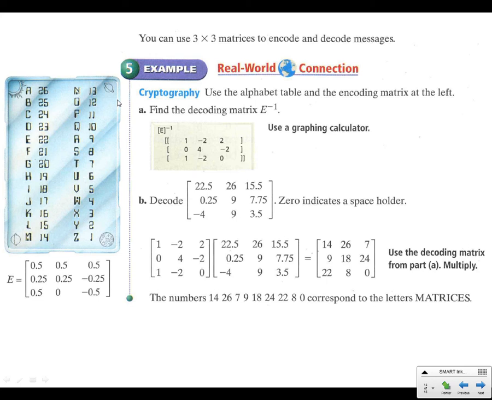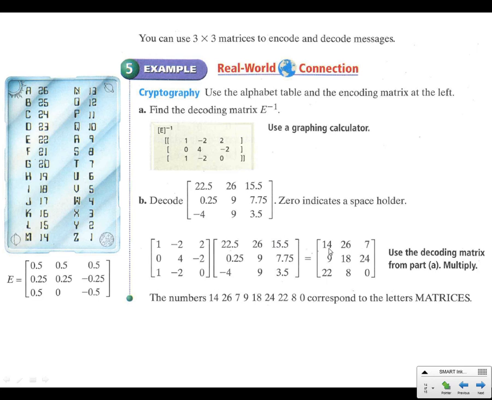Alright, so last one, I kind of like this one. This is a decoding type problem. In this problem, they give you an alphabet, and they give you an encoding matrix. What you need to do to decode this matrix is find the inverse of E. So if we punch this into your calculator and do the inverse, this is what spits out. And then if you're given the code, here's the code, 22.5, 26, 15.5. If you multiply this times the inverse, it'll spit out numbers. Those numbers match up to the letter.